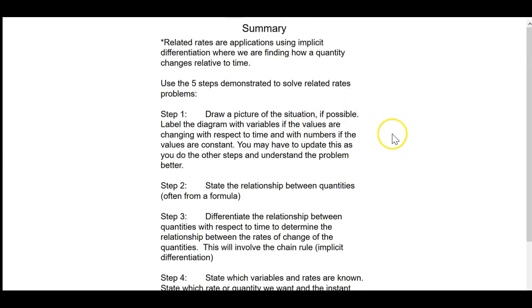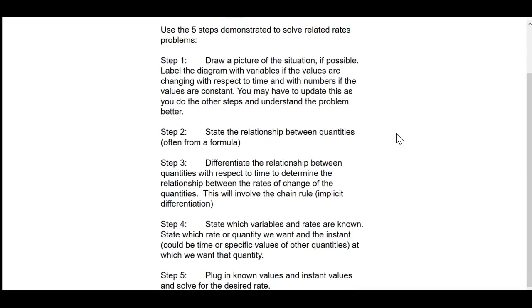So in summary, remember this 5-step process to help you. Of course, step number 2 and sometimes step number 4 are often the trickiest.